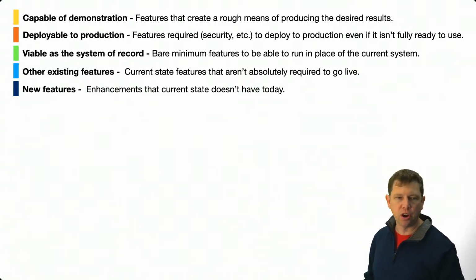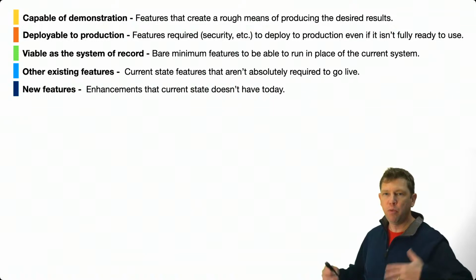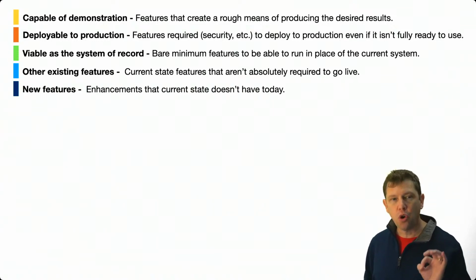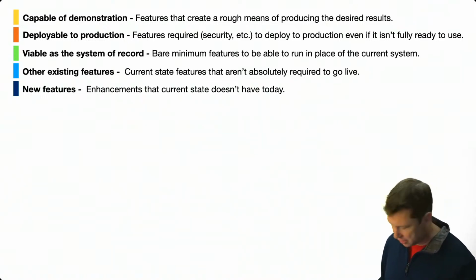And then the purple here are a new feature. So enhancement that the current state doesn't have today. Since the current state does not have them today, then we can assume they're not required to go live. But oftentimes, they're the whole reason that we've justified doing the rewrite in the first place or building the system.